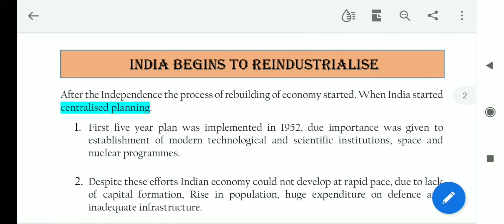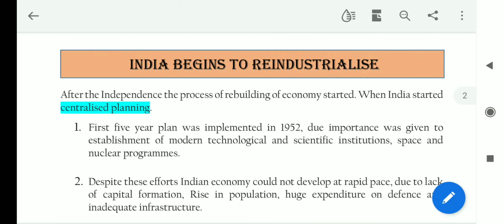The first point is that the 5-year plan was implemented in 1952. Due importance was given to the establishment of modern technological and scientific institutions, and space and nuclear programs. Now the first motive of India was to develop sectors like technology, scientific institutions, space and nuclear program. And that was the major point covered in the 5-year plan.